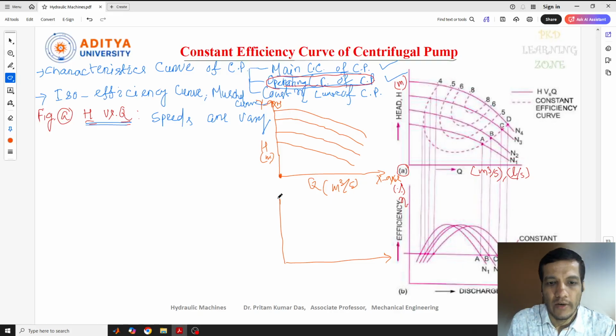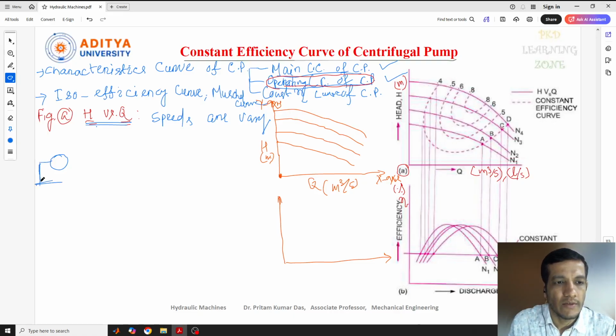One thing I forgot to inform you is why these curves are like this. You can see this is the discharge value, and the head points start away from the origin, because when the fluid is flowing, suppose there is a centrifugal pump, and how the centrifugal pump is working.